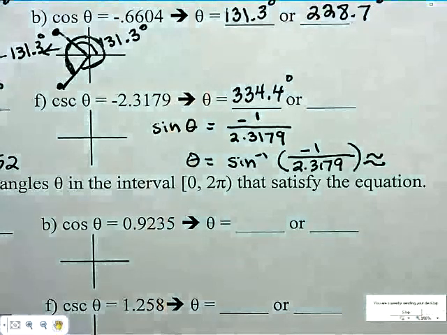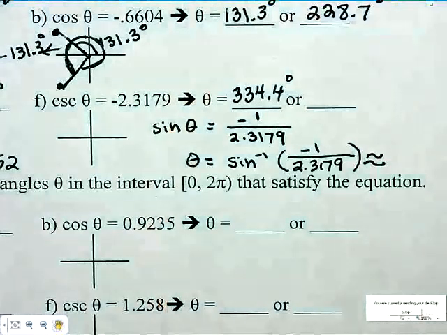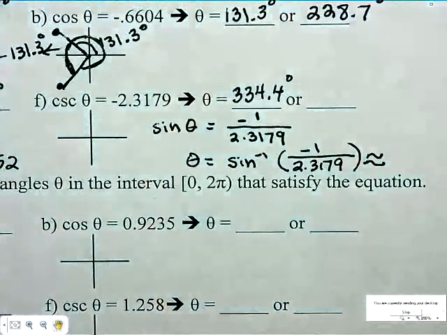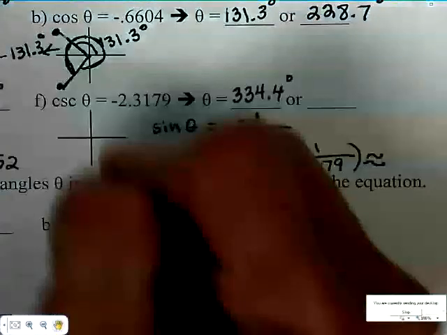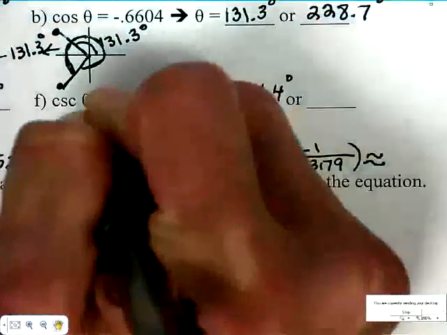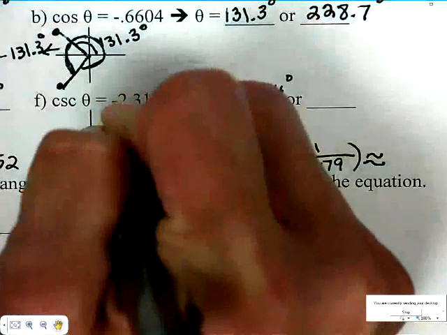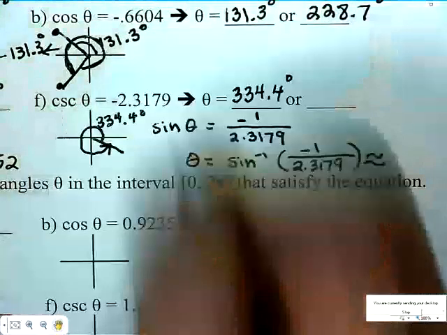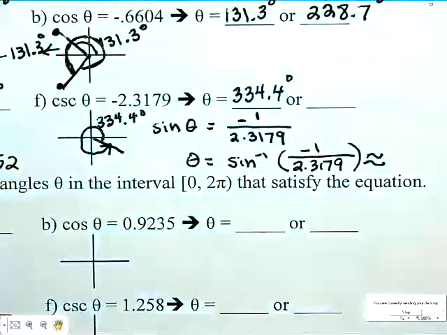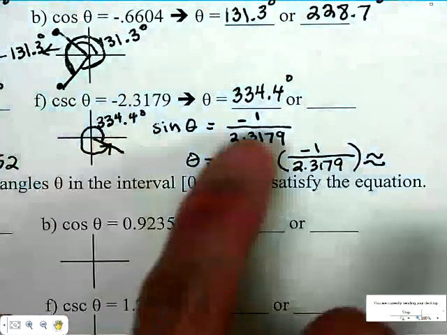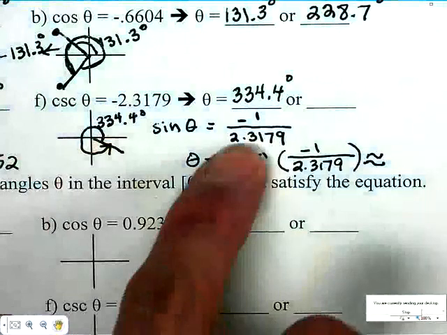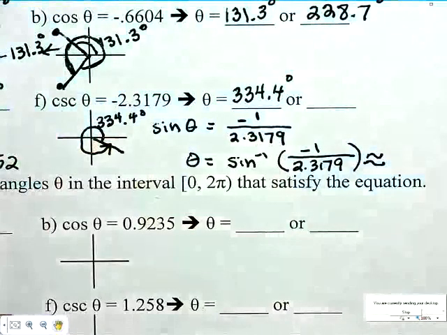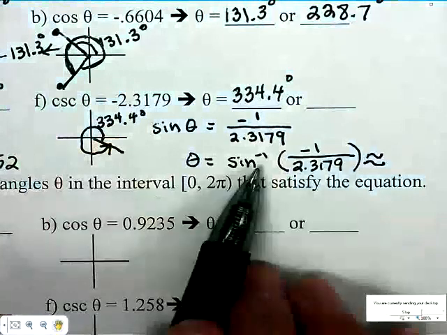And what quadrant is that angle? Yeah, that's almost 360 degrees. It's all the way from here to here. That's 334.4 degrees. What other quadrant is going to have an angle whose sine is negative? Inverse sine.